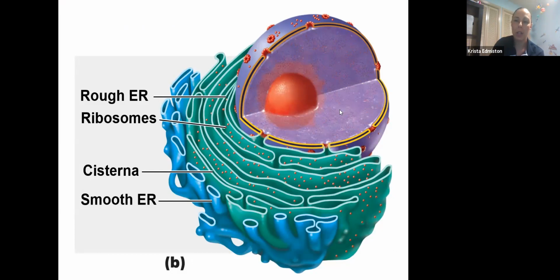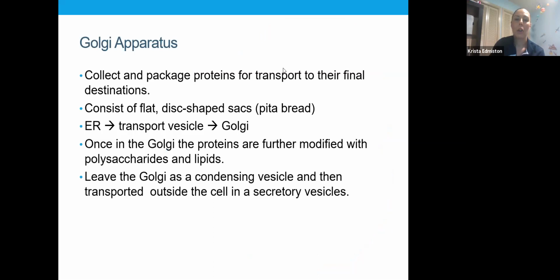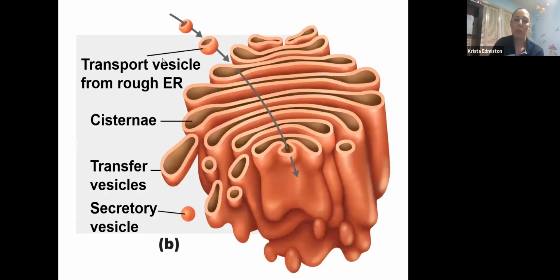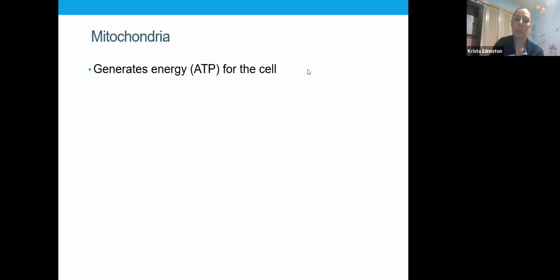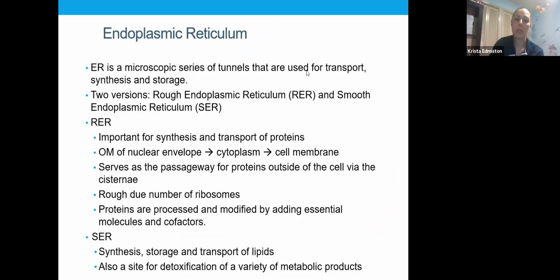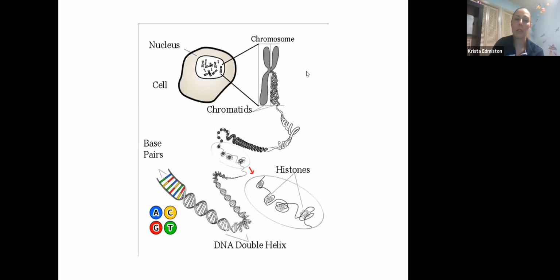All right, so the Golgi apparatus, I'm going to show a picture of it first. This is the one we all call the pita bread, or the kind of sacks here. So this is the Golgi, and the Golgi is, picture, oh, where's my picture? I'm going to go back a little bit.